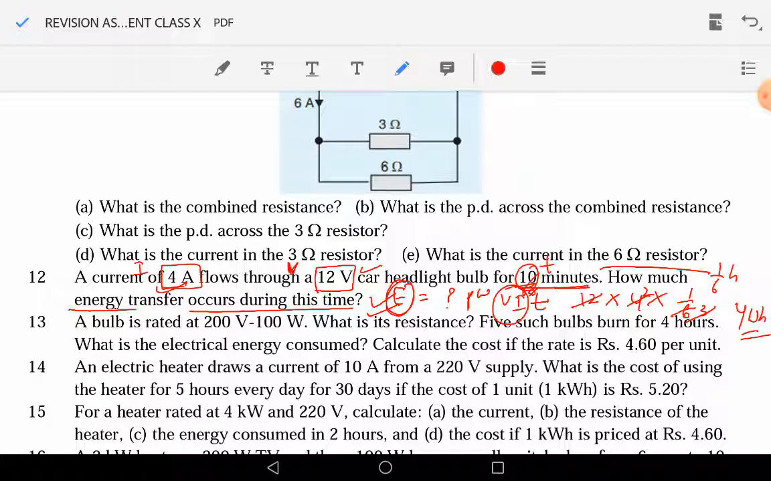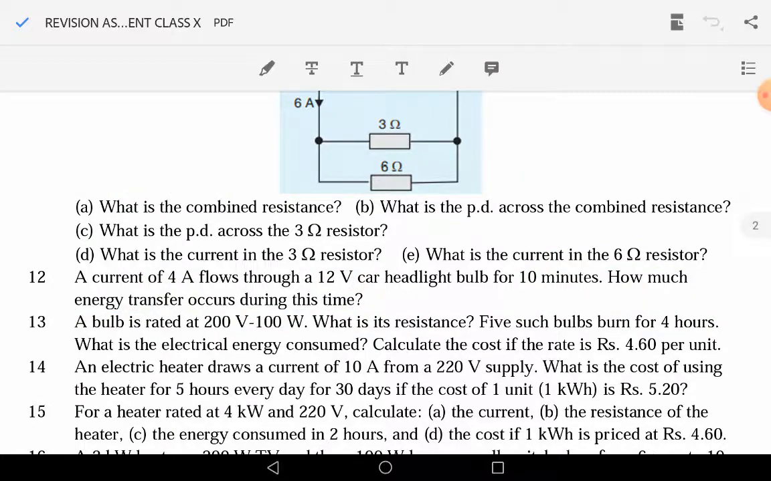And if we want to find the energy in joules, we will not change it into hours, but we will change it into seconds. So in that case it will be 600 seconds. So we can apply the other energy formula for it, the formula for energy, VIT. So it will be 12 into 4 into 600, and it will be 28800 joule. Okay, so this is the energy transferred.